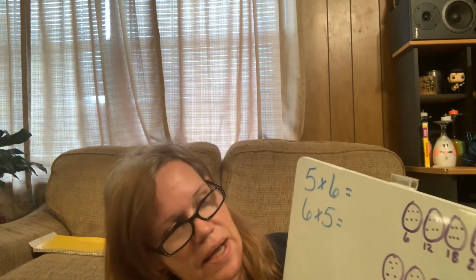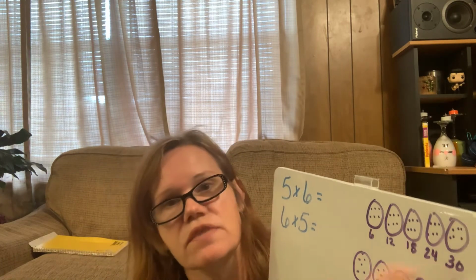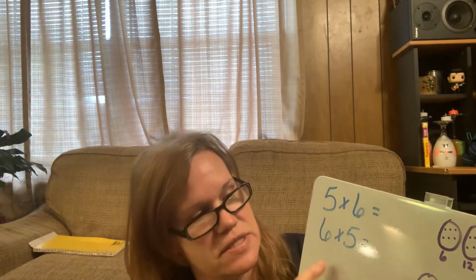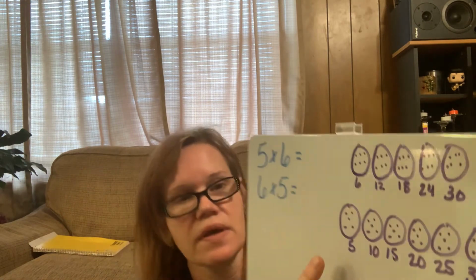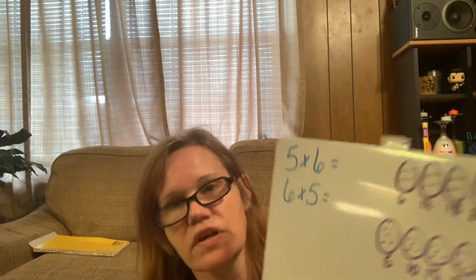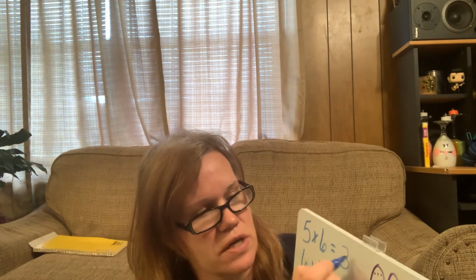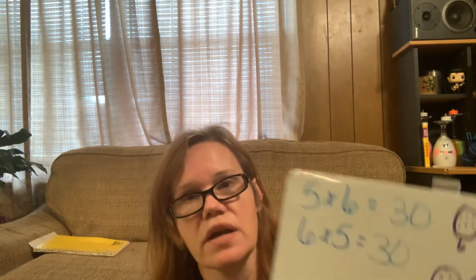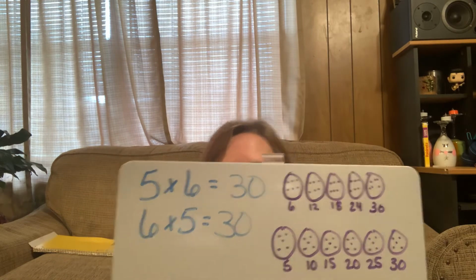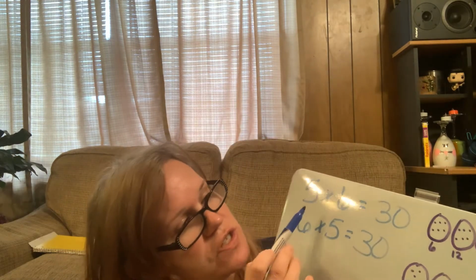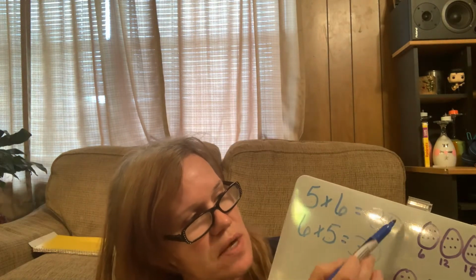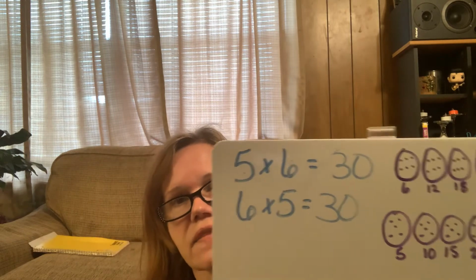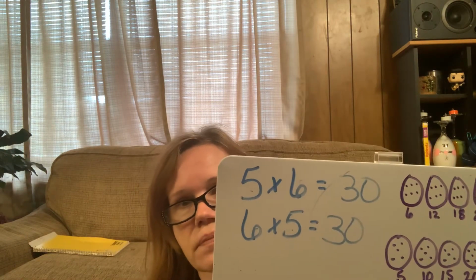And so I counted out 6, 12, 18, 24, 30. Then I did 6 groups of 5: 5, 10, 15, 20, 25, 30. So what is my answer for 5 times 6? It is 30. And my answer for 6 times 5 equals 30. The product there is 30. So it didn't matter the order that I did the factors, the 5 and the 6, they swapped places, but I still got the same answer.